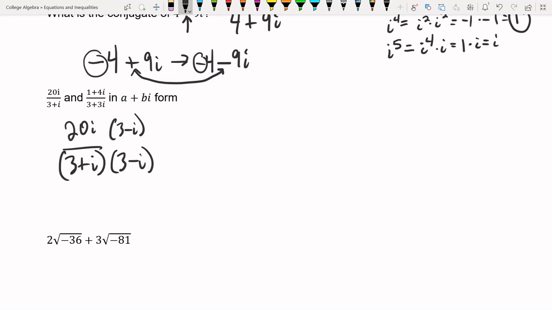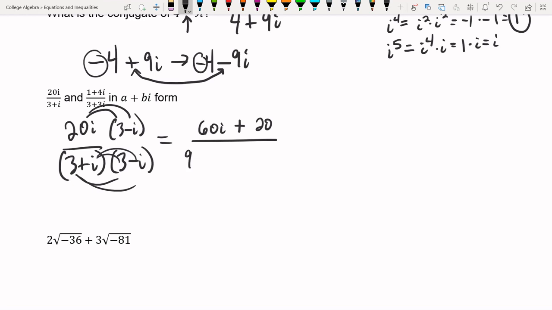3 plus i, the conjugate of that is 3 minus i. And then we multiply everything out. So I'm going to distribute the 20i into there, and I'm going to FOIL the bottom. 20i times 3 is 60i. 20i times -i is -20i squared. i squared is -1, so -20 times -1 is +20.